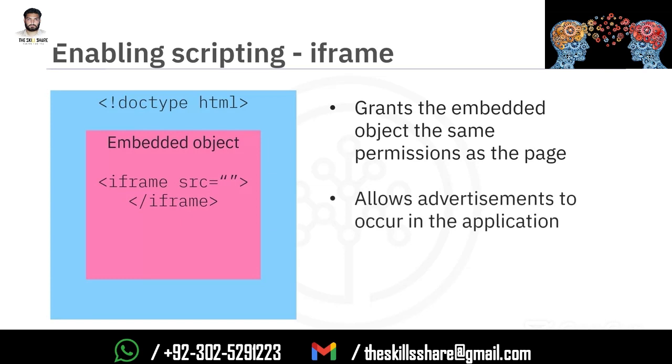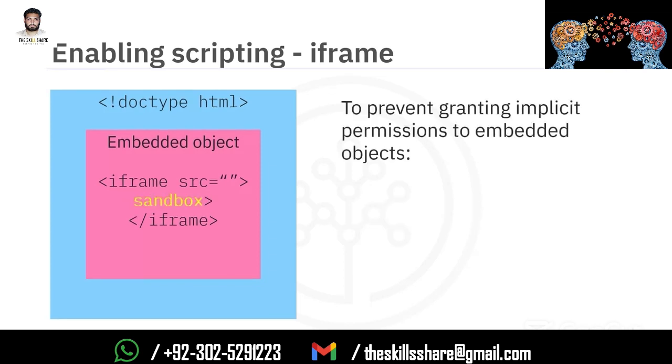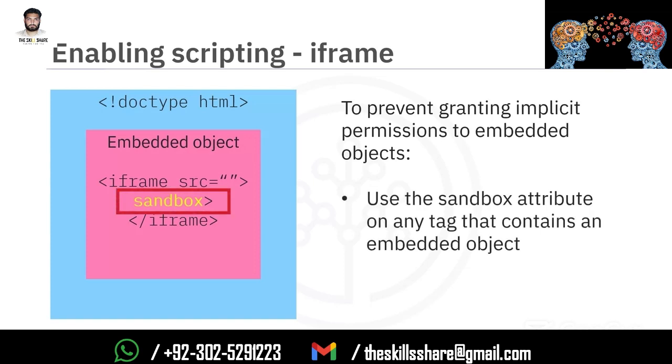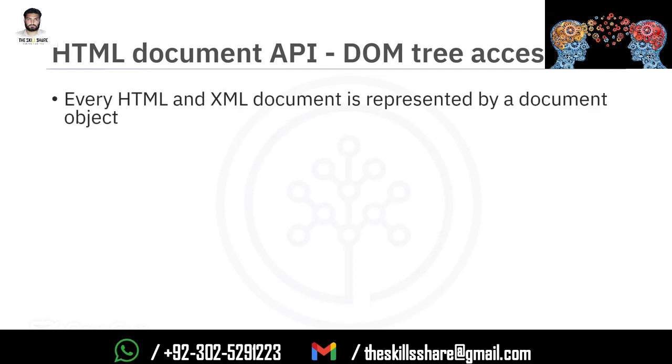This implicitly gives third-party vendors permission to run scripts with the same permissions that you have for that page, which is one way that you can inadvertently allow advertisements to occur in your application. So, to prevent granting implicit permissions to embedded objects, use the sandbox attribute on any tag that contains an embedded object. Each HTML document that is loaded into a browser page becomes a document object.